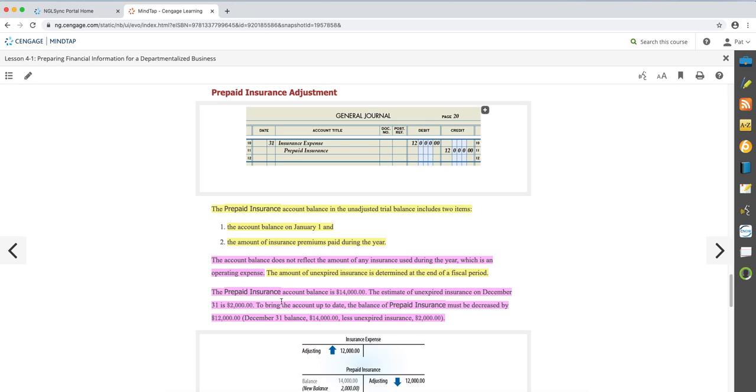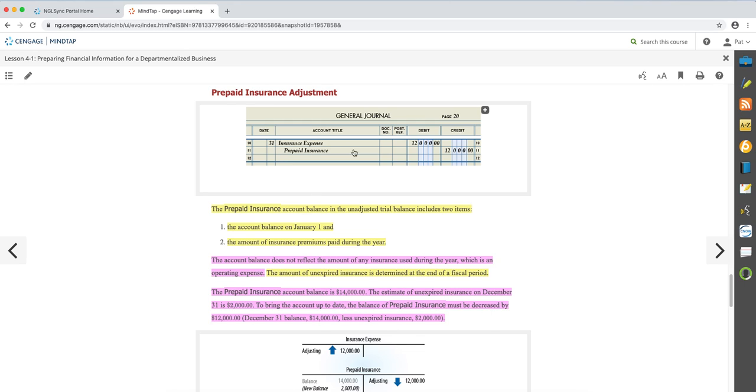If we bought it in March, we'll have a couple months left over, etc. Okay, the prepaid amount column, the balance $14,000. The estimate of unexpired insurance is only $2,000. So in order to lower our insurance from 14 to 2, we need to subtract those two, as they show here. And it says the balance of prepaid insurance must be decreased.